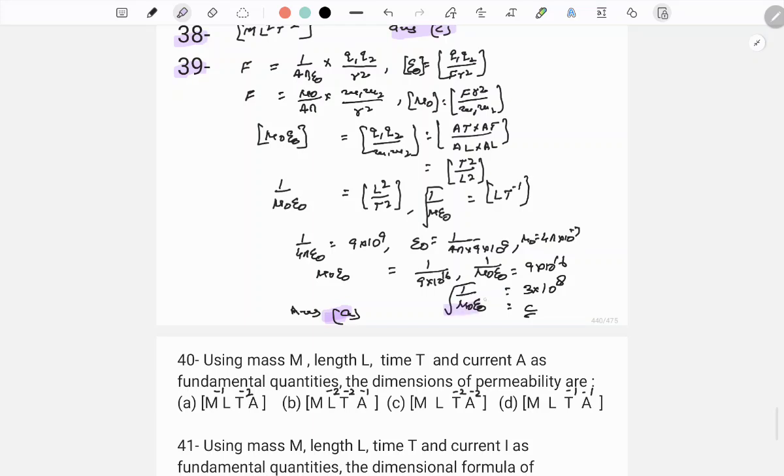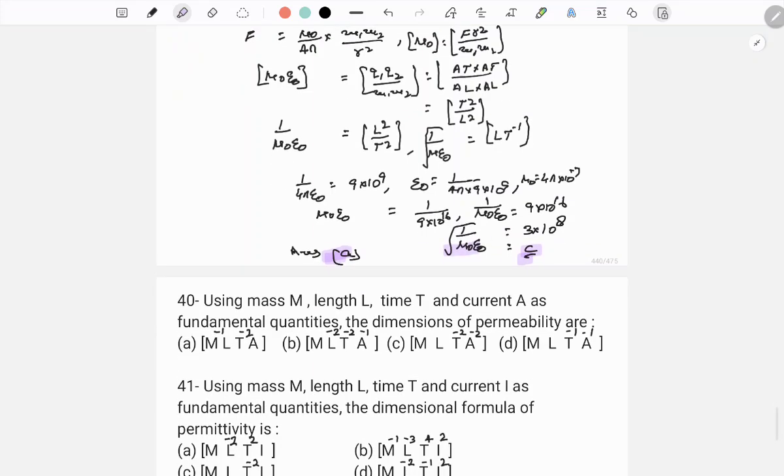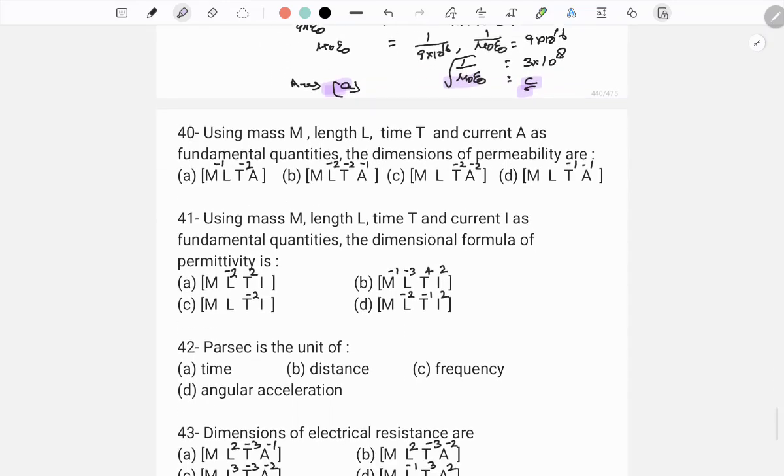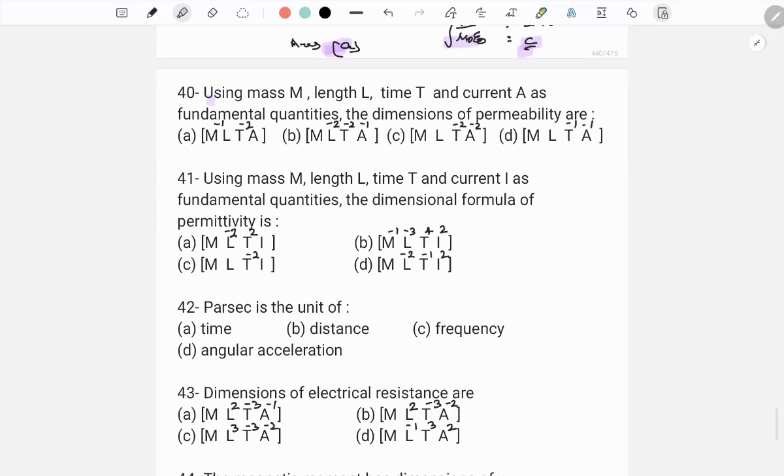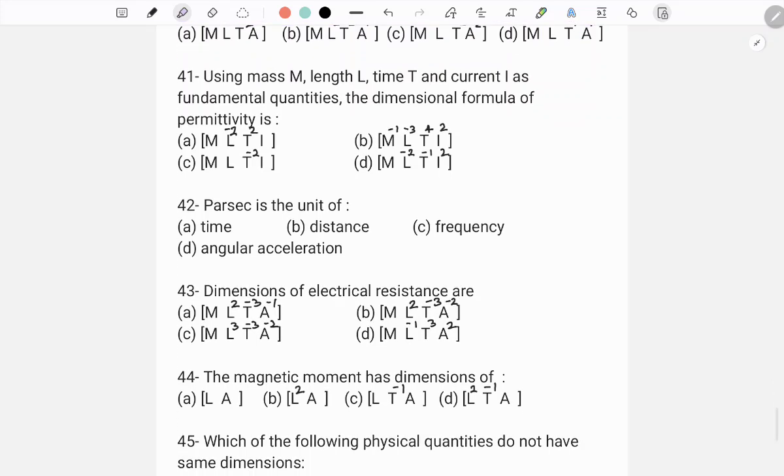1 upon root mu naught epsilon naught is C. 40th, using M, L and time T and current A as fundamental quantities, the dimensions of permeability are. 41, using mass M, length L, time T and current I as fundamental quantities, the dimensions formula of permittivity is.